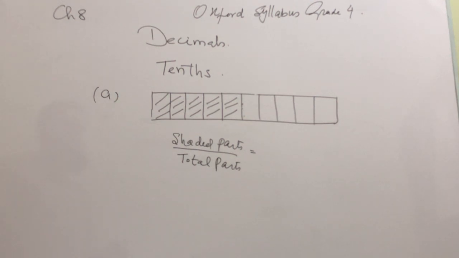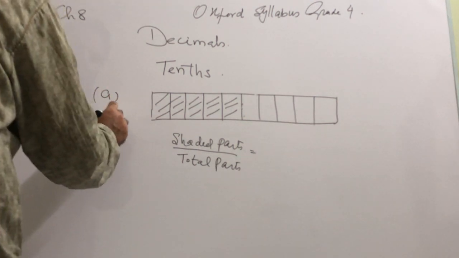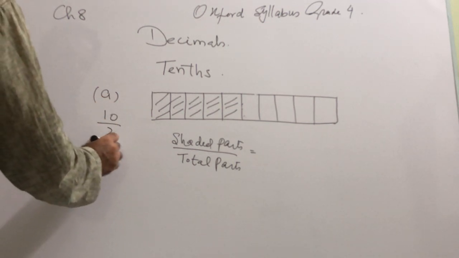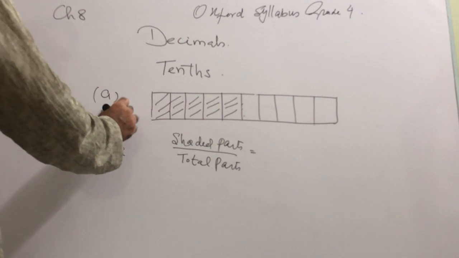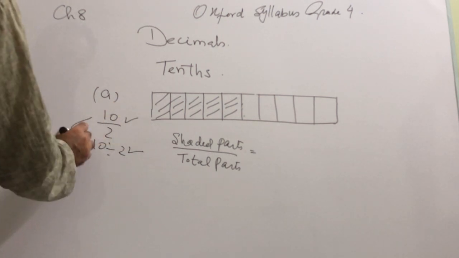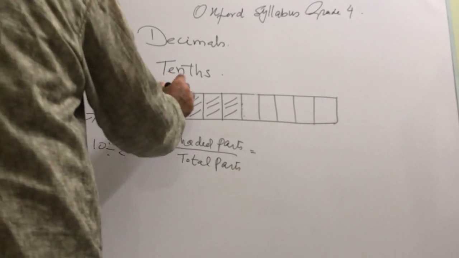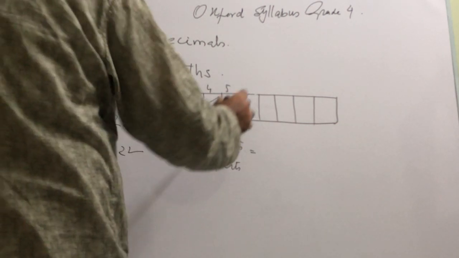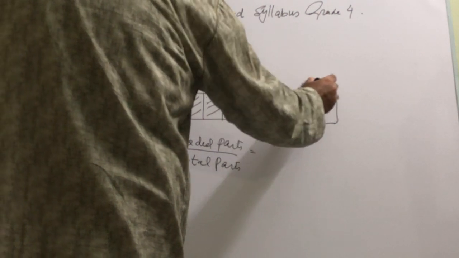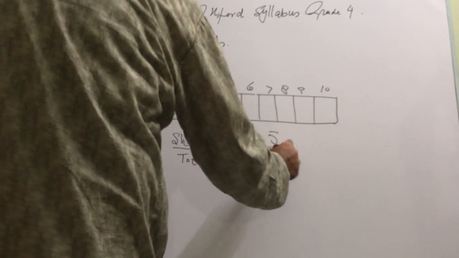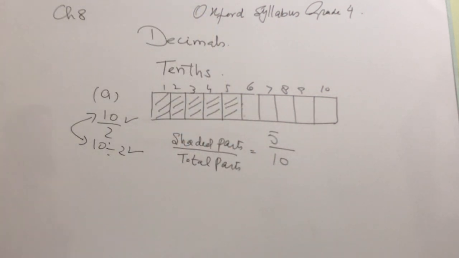By the way, what is fraction? Fraction is same like division. If we divide 10 by 2, we can say it is 10 over 2. This is 10 divided by 2. Okay, so this is in fraction, this is in division sign, both are same. So fraction also means division. Okay, so how many shaded parts? 1, 2, 3, 4, 5. How many total? 6, 7, 8, 9, 10. Shaded parts are 5 and total parts are 10. So we can express the shaded parts in terms of fractions as 5 over 10.